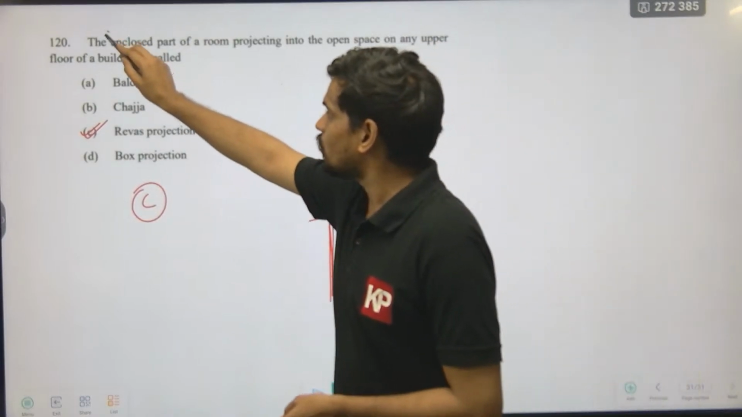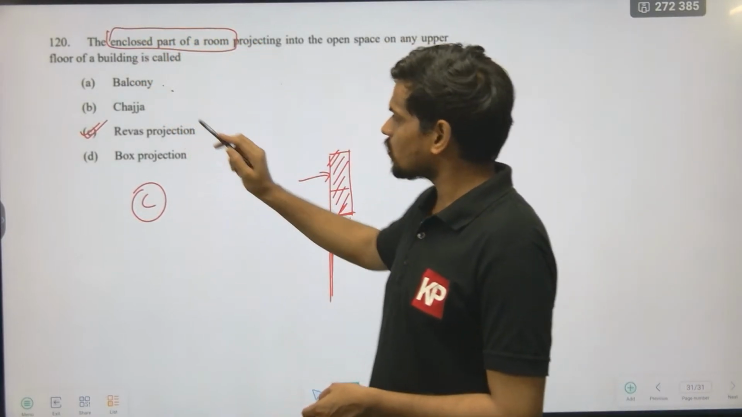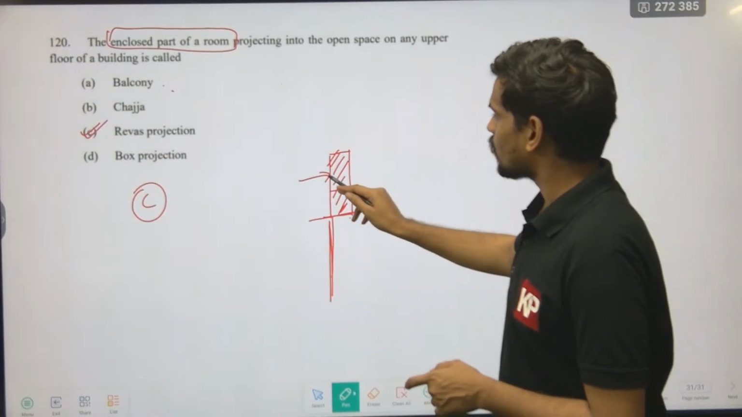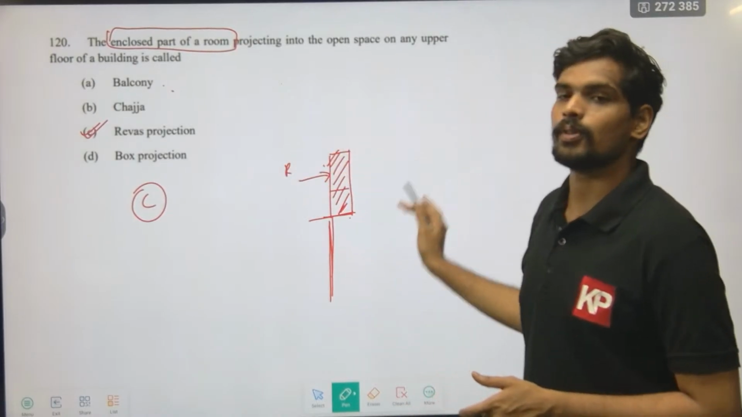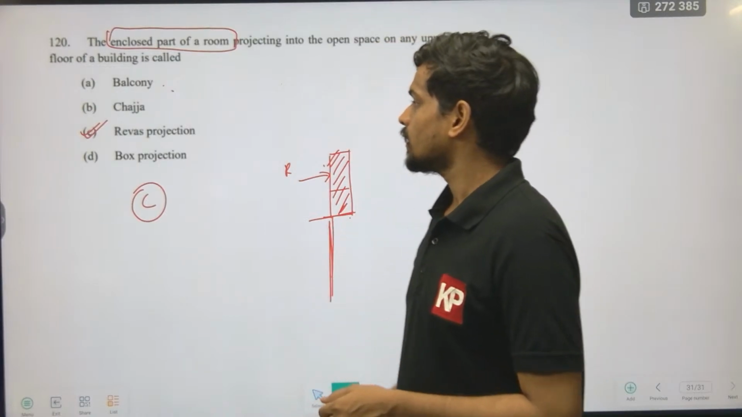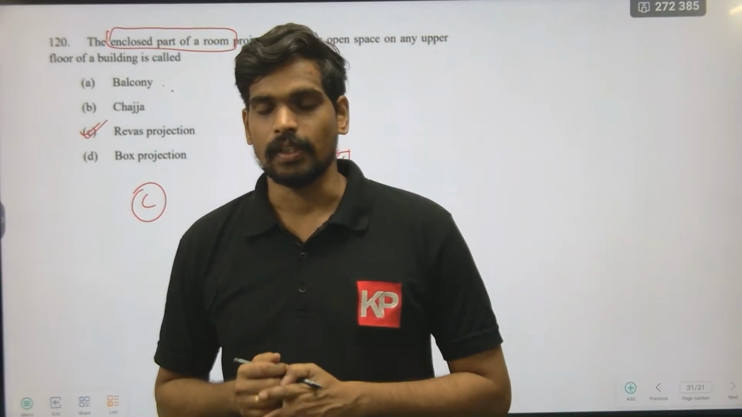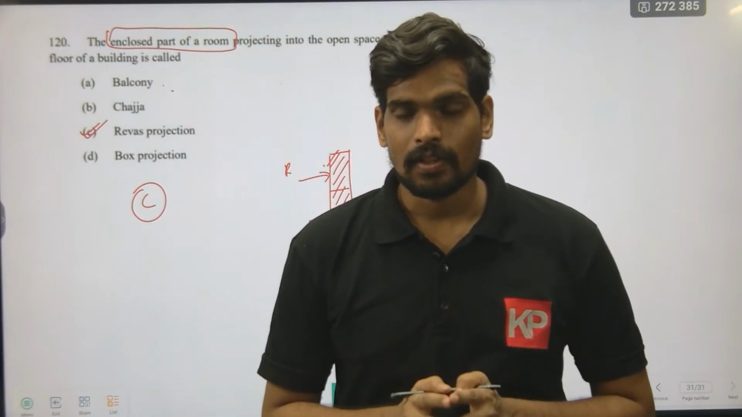They're talking about an enclosed part of a room. A balcony also can be a projection, but it is not an enclosed part of a room. A part of a room which is projecting is called reverse projection. C would be the appropriate answer for this question. So that was about the 2016 question paper for UPSC.